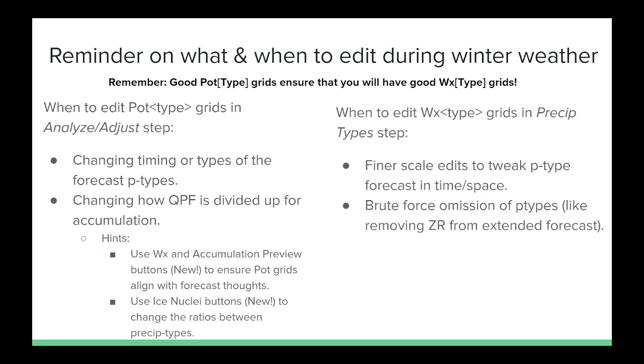Meanwhile, for the weather type grids in the precip type step, this is for those finer scale ones, or if you just want to completely remove a p-type. Let's say I'm not getting freezing rain, no way, no how. Just delete the WX freezing rain grids, and there will be a process that goes back and updates the POP grids for you.